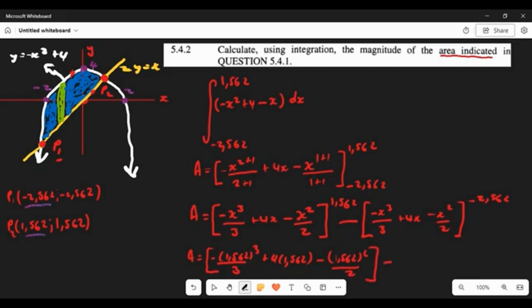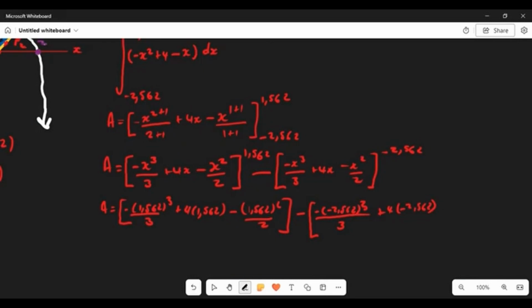So minus, wherever there is x here, we substitute with the lower limit. You can say negative, and then minus 2,562 cubed divided by 3, plus, wherever there is x, don't forget we substitute by negative 2,562. Let's create more space, and then the last term we can say minus negative 2,562 squared divided by 2. So this is for the lower limit.